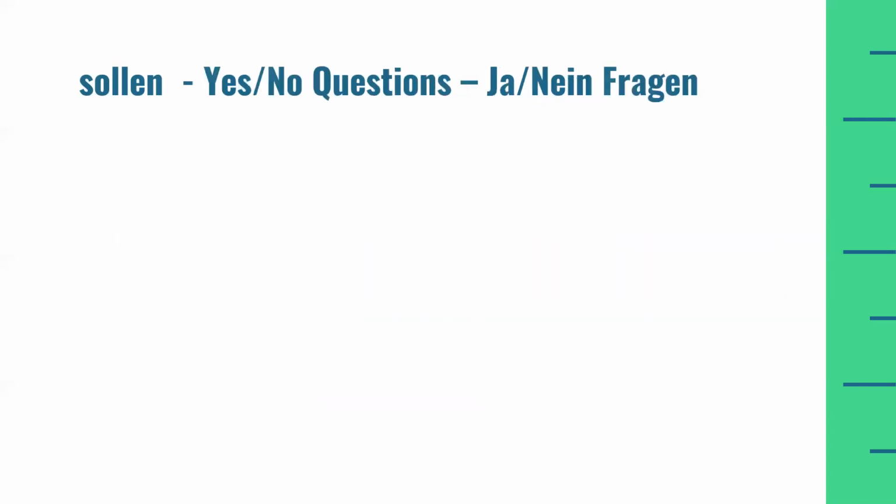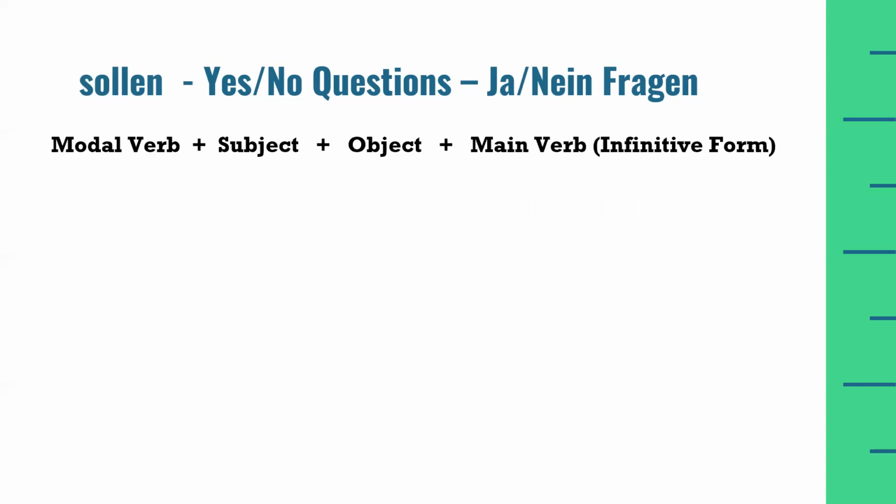The main verb is used in the infinitive form at the last position of the sentence. Now let's see, if we want to make yes or no type of questions and we want to use the modal verb sollen in our questions, what will be the sentence structure? In this case, the modal verb will come at the first position and it will be conjugated according to the subject of the sentence. But in this type of question, the subject of the sentence will be at the second position. So although the subject is at the second position, we have to conjugate the modal verb at the first position according to the subject at the second position.